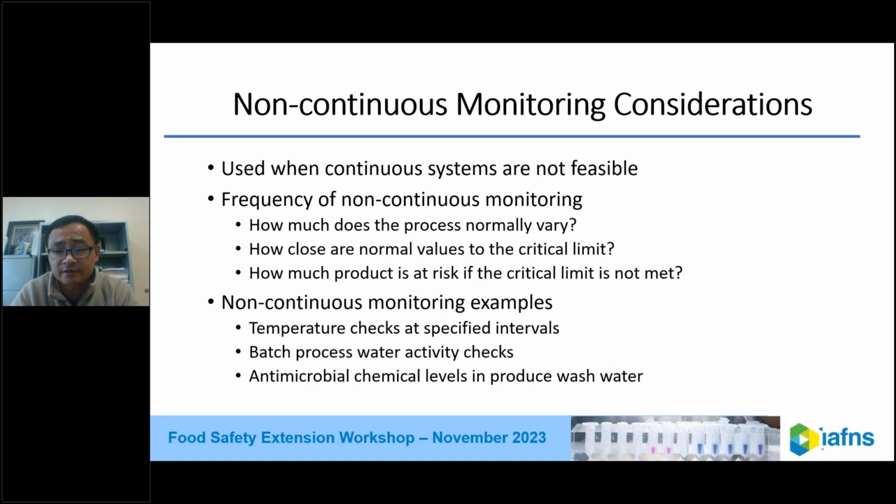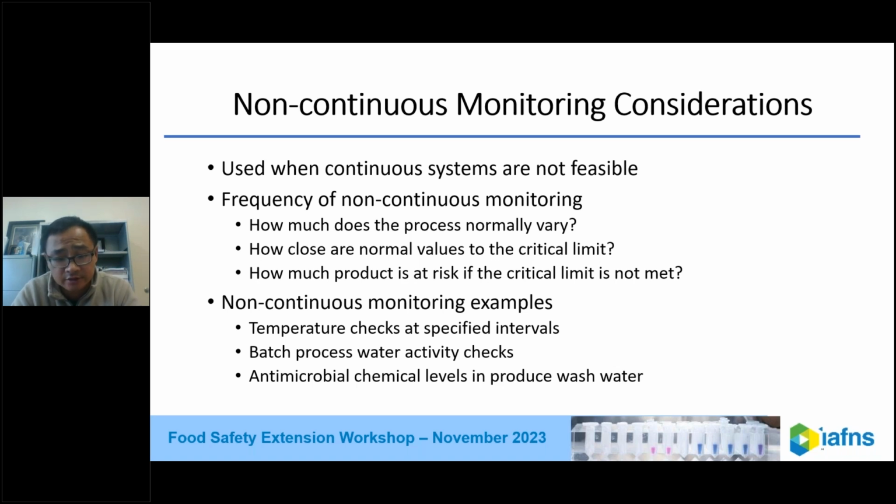You need to prepare the standard curve. Then you have a cup to put the sample there, close the vessel, touch the spring, and then you see the value. Finally it will beep. It took about 15 minutes sometimes. So it's a non-continuous monitoring. Last example, antimicrobial chemicals in the produce wash water.